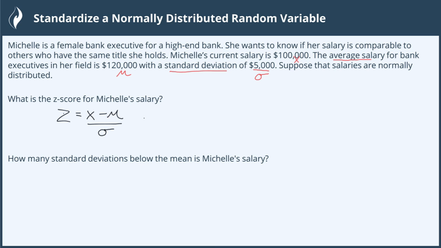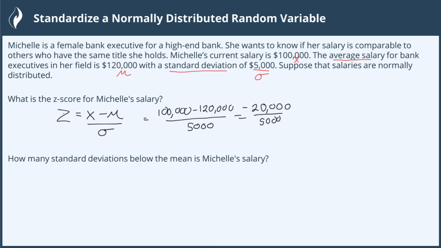Filling this into the z-score formula, we have $100,000 minus $120,000 over the standard deviation of $5,000. On the top, we have 100,000 minus 120,000, which gives us a negative 20,000. Be careful not to drop any negative signs, divided by $5,000.